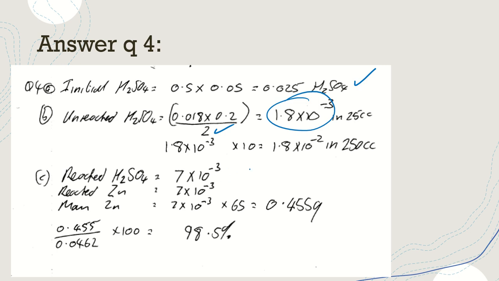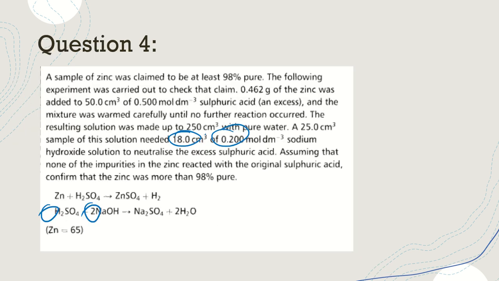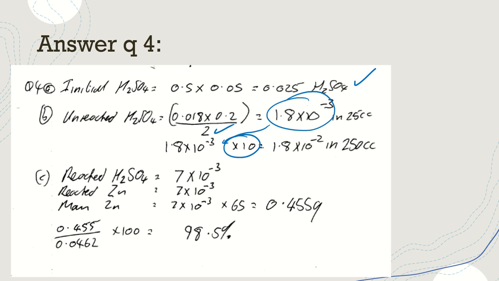That meant therefore that I had to then take this value and multiply it by 10, because again, if you see up here, we had that all in 250 cubic centimeters, but only 25 cubic centimeters of that unreacted sulfuric acid was actually used in the titer, so only 1/10 of the moles would have made its way into the titer. So we had to scale up the moles by a factor of 10 to tell us we had 1.8 times 10 to the minus 2 in 250.